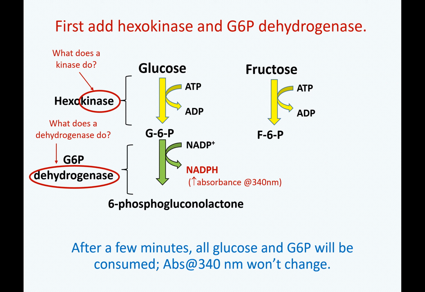After waiting a few minutes, we find that all our glucose and G6P will be consumed. The G6P has gone on to 6-phosphogluconolactone. Change in absorbance will stop, and that's when we know we're ready to move on to the next step. None of the F6P has been used up yet, so we have not measured any of our fructose.